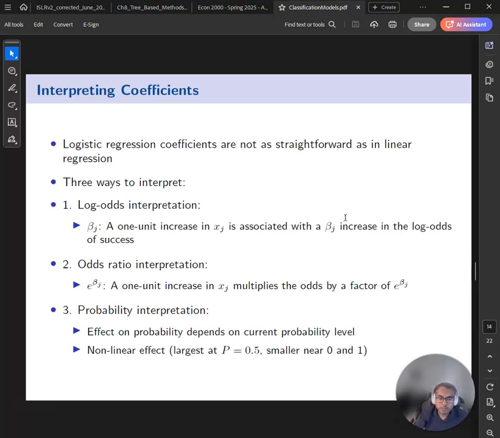Finally, we have the probability interpretation, which is the most intuitive but also the most complex. The effect on probability depends on where you're starting from. This is because of that S-shaped curve that we saw earlier. The largest effect occurs where the probability is around 0.5, and the effect gets smaller and smaller as you approach either 0 or 1. So the same change in a predictor can have different effects on the probability depending on the value of all the other predictors.